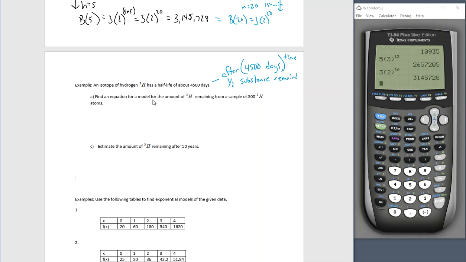Find an equation for the model of the amount of H3 remaining from a sample of 500 atoms. So just in general, this is hydrogen. Let's go with H of D for days. It's at least given to us in days, so I'm going to use a D. We start with 500. And we know half is remaining after 4,500 days.